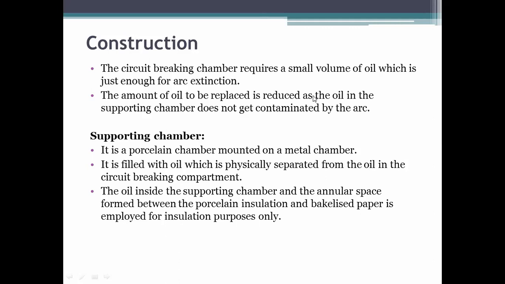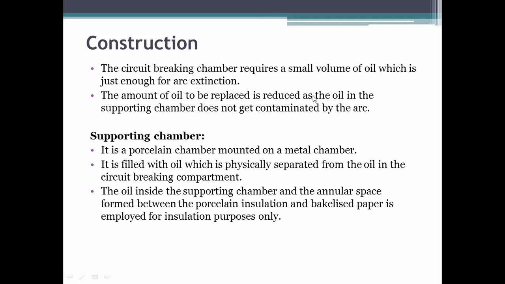And that is the 10% of oil, and the amount of oil to be replaced is reduced as the oil in the supporting chamber does not get contaminated by the arc. Okay, means that oil we are continuously replacing, but that replacement is reduced as compared to the bulk oil circuit breakers, because here we are using only 10% of oil, means the oil contamination is also reduced there.